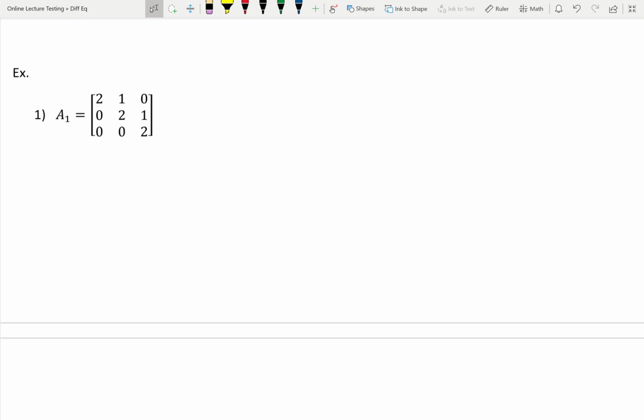All right, so with A1, we have a matrix that is 2, 1, 0, 0, 2, 1, and 0, 0, 2. Okay, so in order to find its eigenvalues, we're going to find the determinant of A1 minus lambda I, which is equal to the determinant of the following matrix, which is 2 minus lambda, 1, 0, 0, 2 minus lambda, 1, 0, 0, 2 minus lambda.